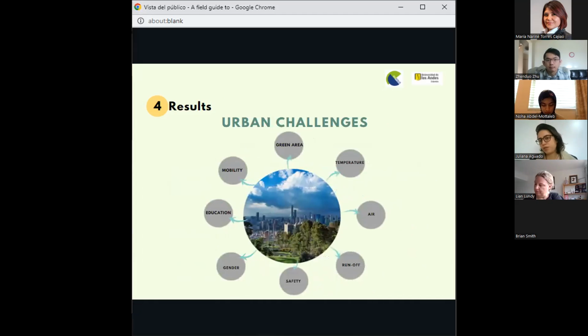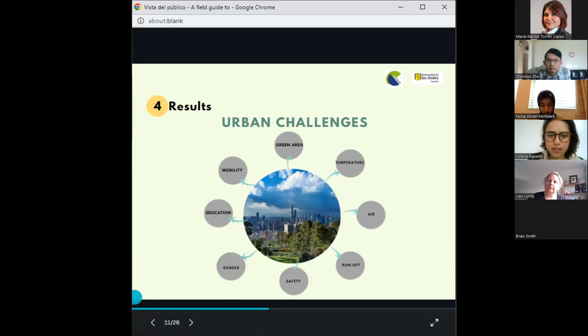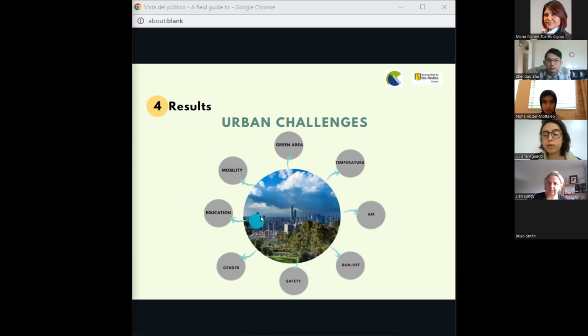So here I present the main results of the first phases of the methodology. In Bogota, the goal-driven planning matrix highlights the main problems of the case study. First, there is an educational need for NBS implementation. We also identify a problem with urban mobility. There is a need for more pedestrian public space and also cycle paths.